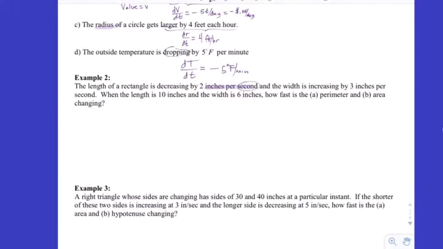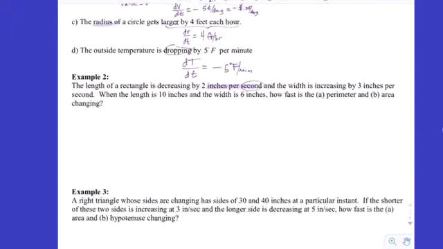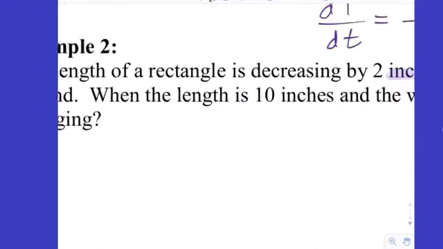Okay, how do we know it's a calculus problem versus an algebra problem? How do we know it's instantaneous instead of average rate of change? Yeah, the key word is "when." That's referencing a moment in time.